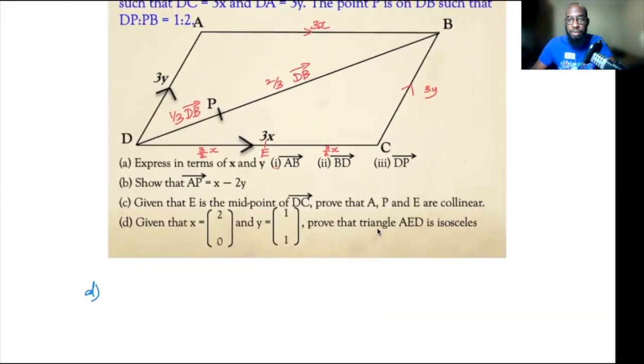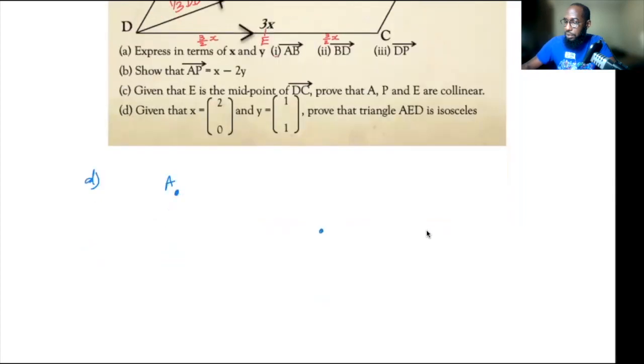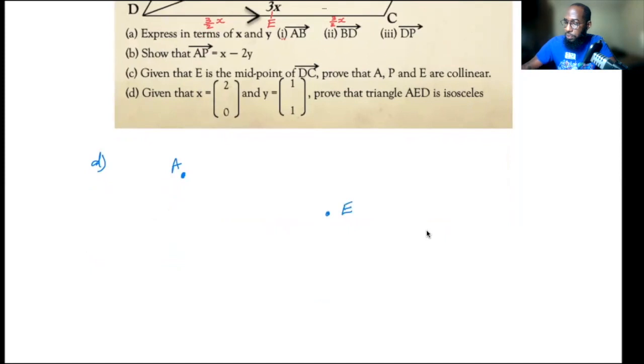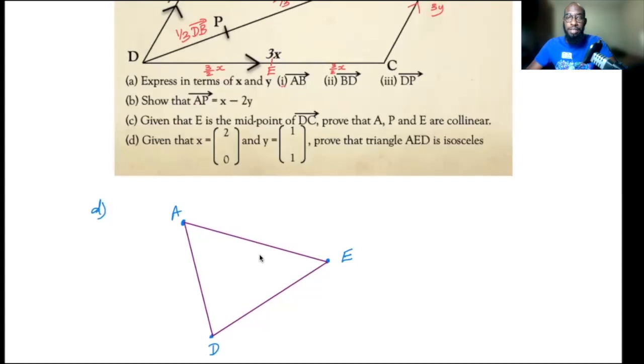So we want to prove that triangle AED is isosceles. Let's say this point is A, this point is E, and this point here is D, not drawn to scale. Now remember the properties of an isosceles triangle. Two sides must be equal, right? So once we get the length of two sides that are equal, the triangle is isosceles.